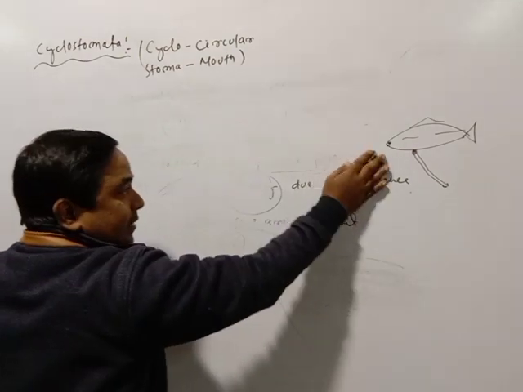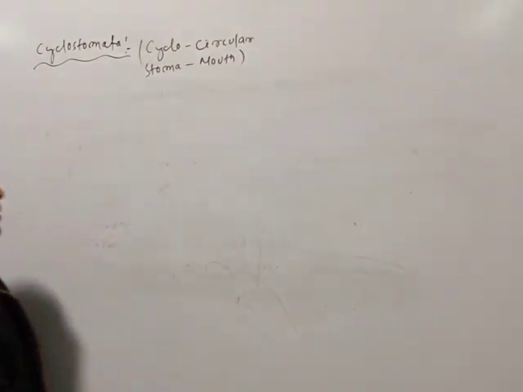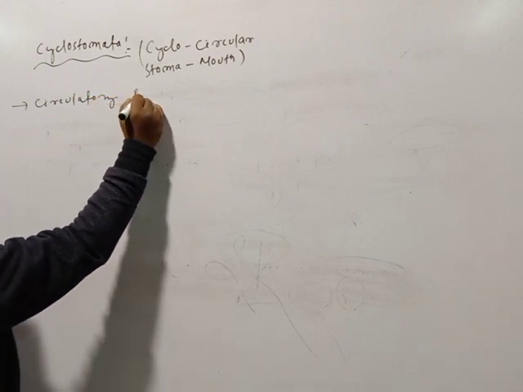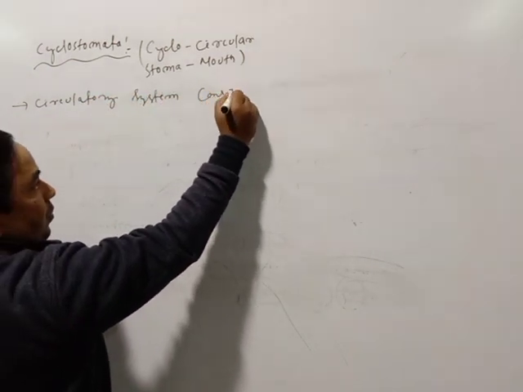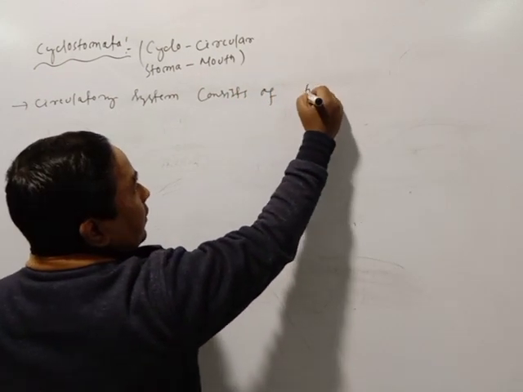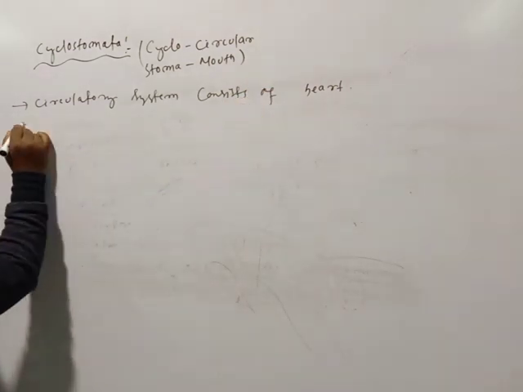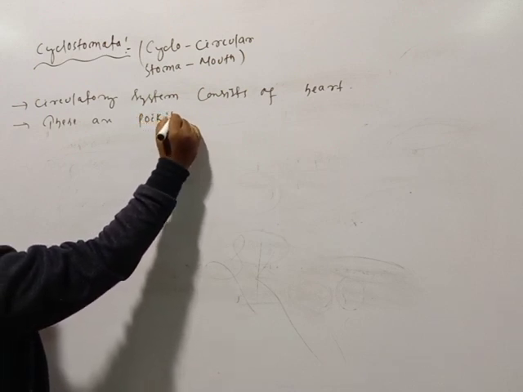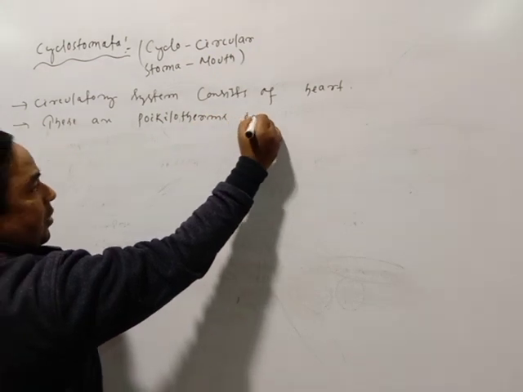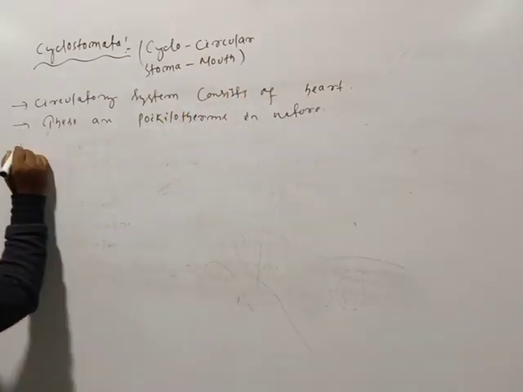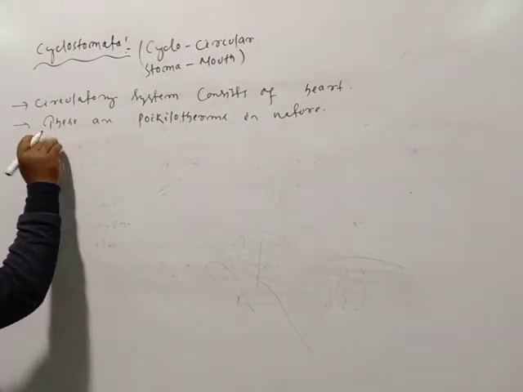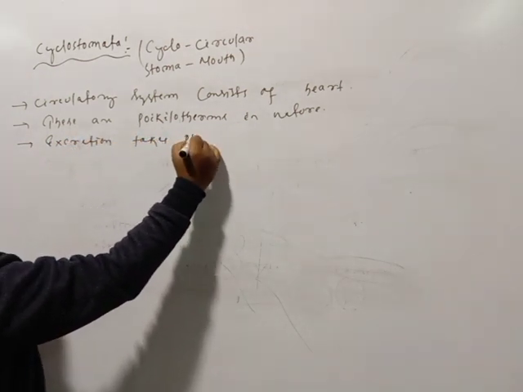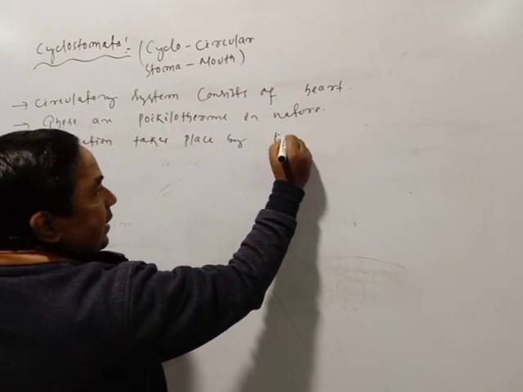The circulatory system is closed type, having a definite heart. These are poikilotherms in nature. Next, excretion takes place by kidney.